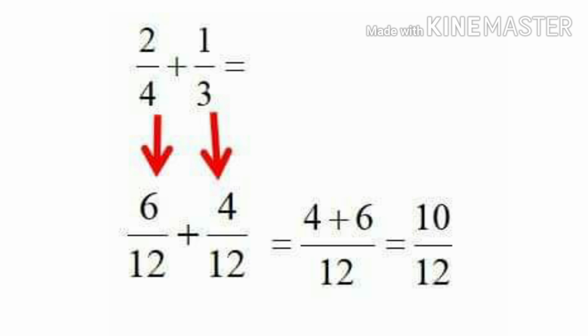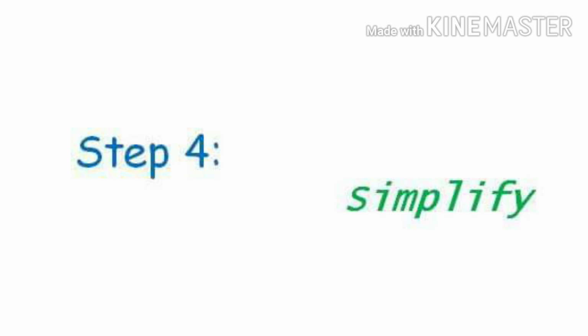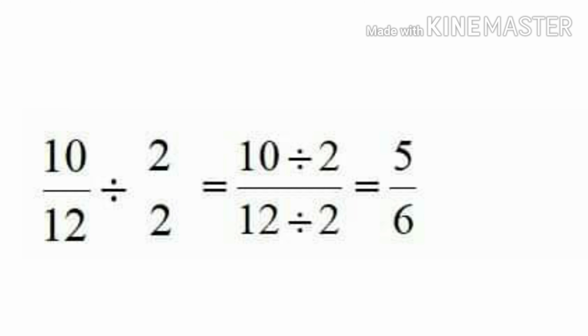Let's go ahead and do step 4, which is to simplify. So what do we mean when we say simplify? We are going to find out a number that could divide both our numerator and denominator. Okay? What number can divide both 10 and 12? We could divide both of the numbers by 2. What's 10 divided by 2? That would give us 5. And 12 divided by 2 would give out 6. Can 5/6 be simplified?